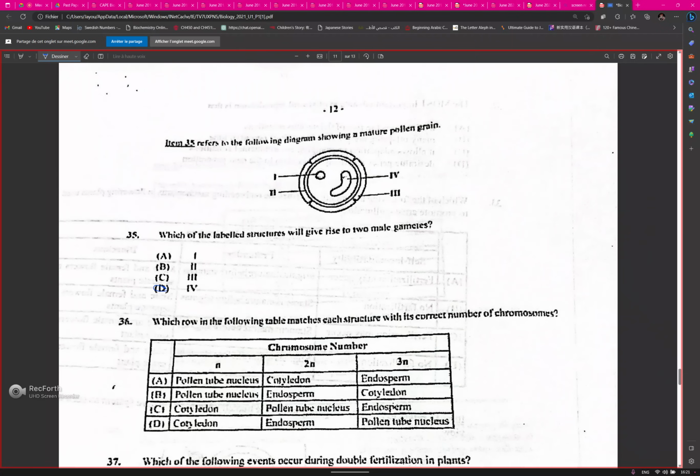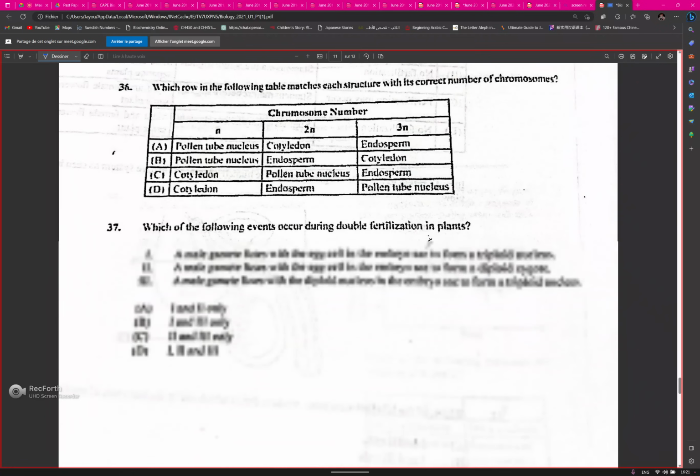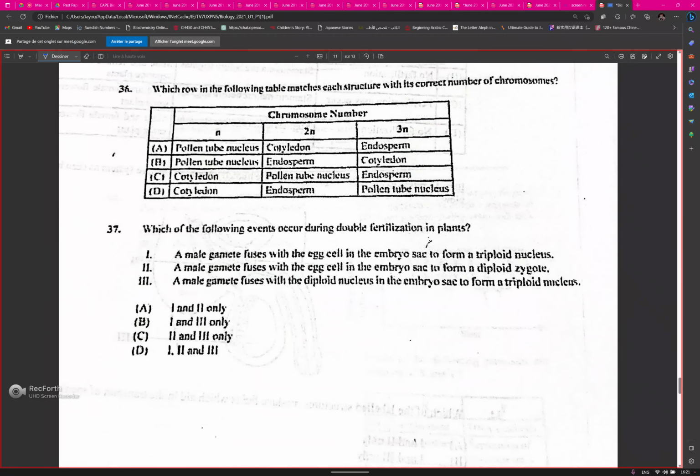35. Which of the labeled structures will give rise to two male gametes? E. What's the answer for this 36? It's a repeat, right? A. Alright. Which of the following events occurred during double fertilization? It's a different structure, but the question repeated. The male gamete fuses with the egg in the embryo sac to produce a triploid nucleus.